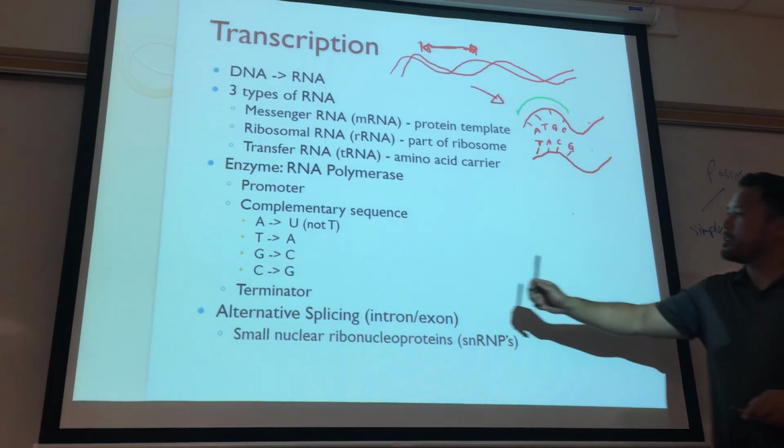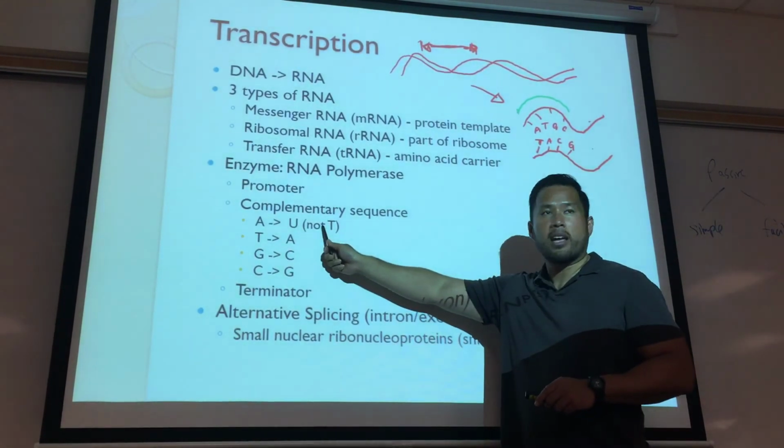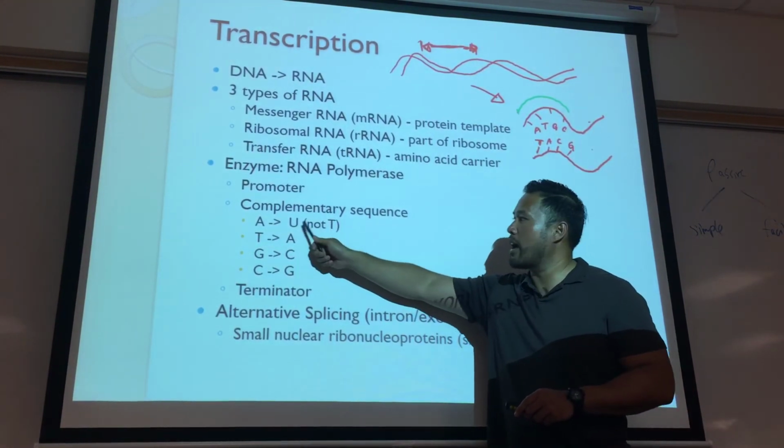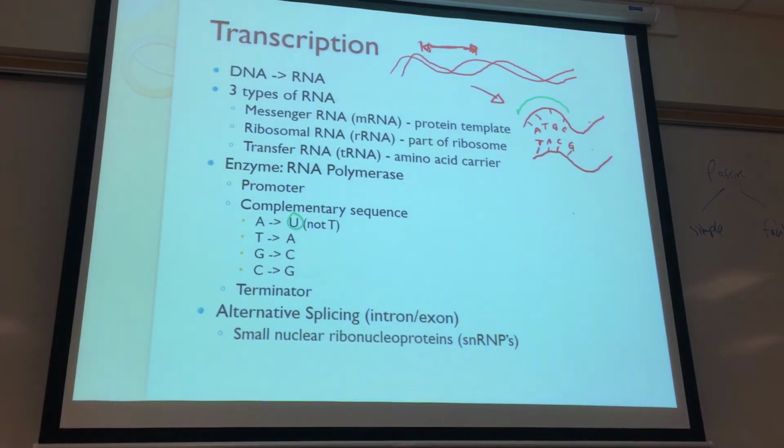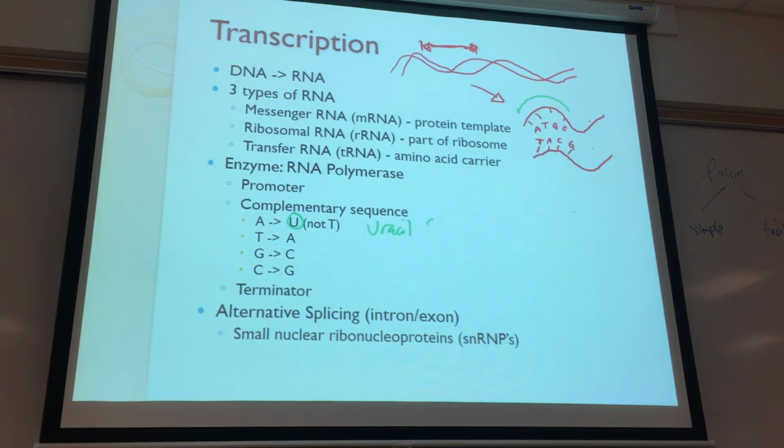Except where you see A is supposed to bind to T, in RNA there is no thymine. It actually binds to uracil. So uracil was the fifth nucleotide in RNA. So here we're going to create U, A, C, G. So this becomes this template.